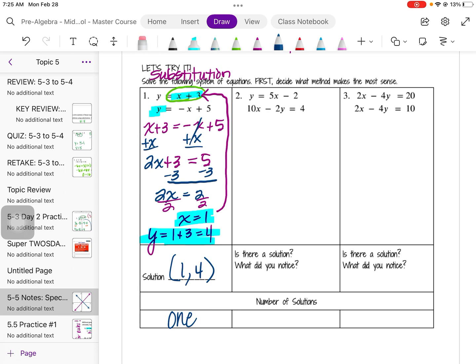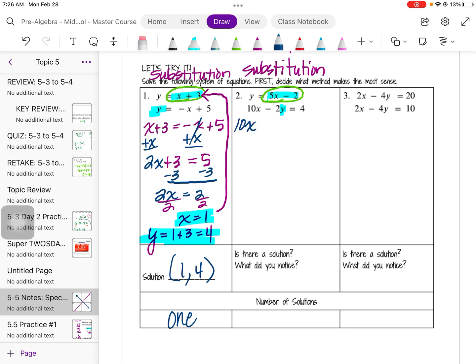All right, so don't hesitate to pause the video if you need more time to copy down that work. I'm going to go ahead and keep moving to number 2. In number 2, I can see that the first equation is in slope-intercept form. The second equation is in standard form. So again, this is a good example of a system that I would use substitution to solve, because I have one variable that is isolated. Right here in the first equation, I'm going to take this value of y, and I'm going to substitute it in place of y in the second equation. So let's go ahead and do that substitution first.